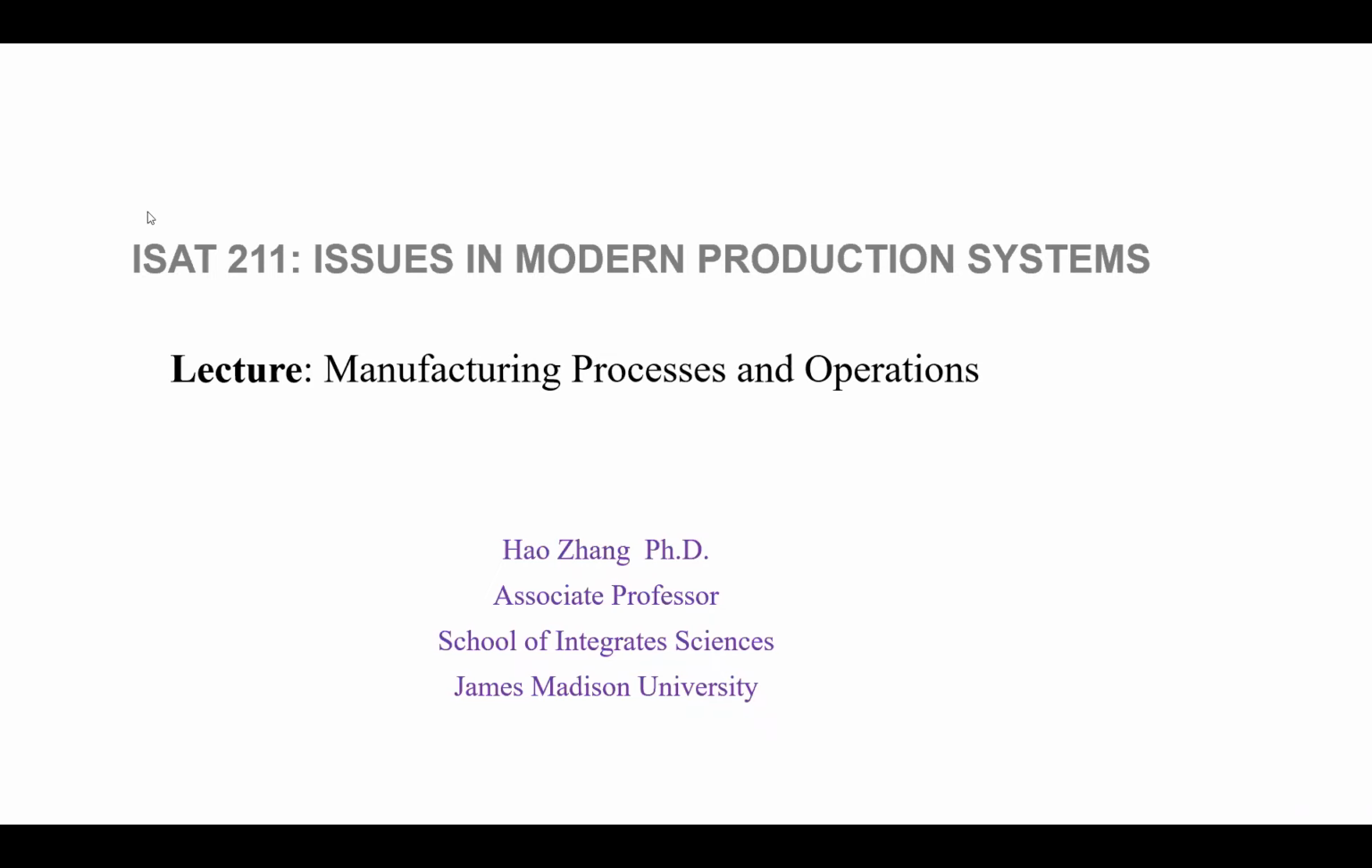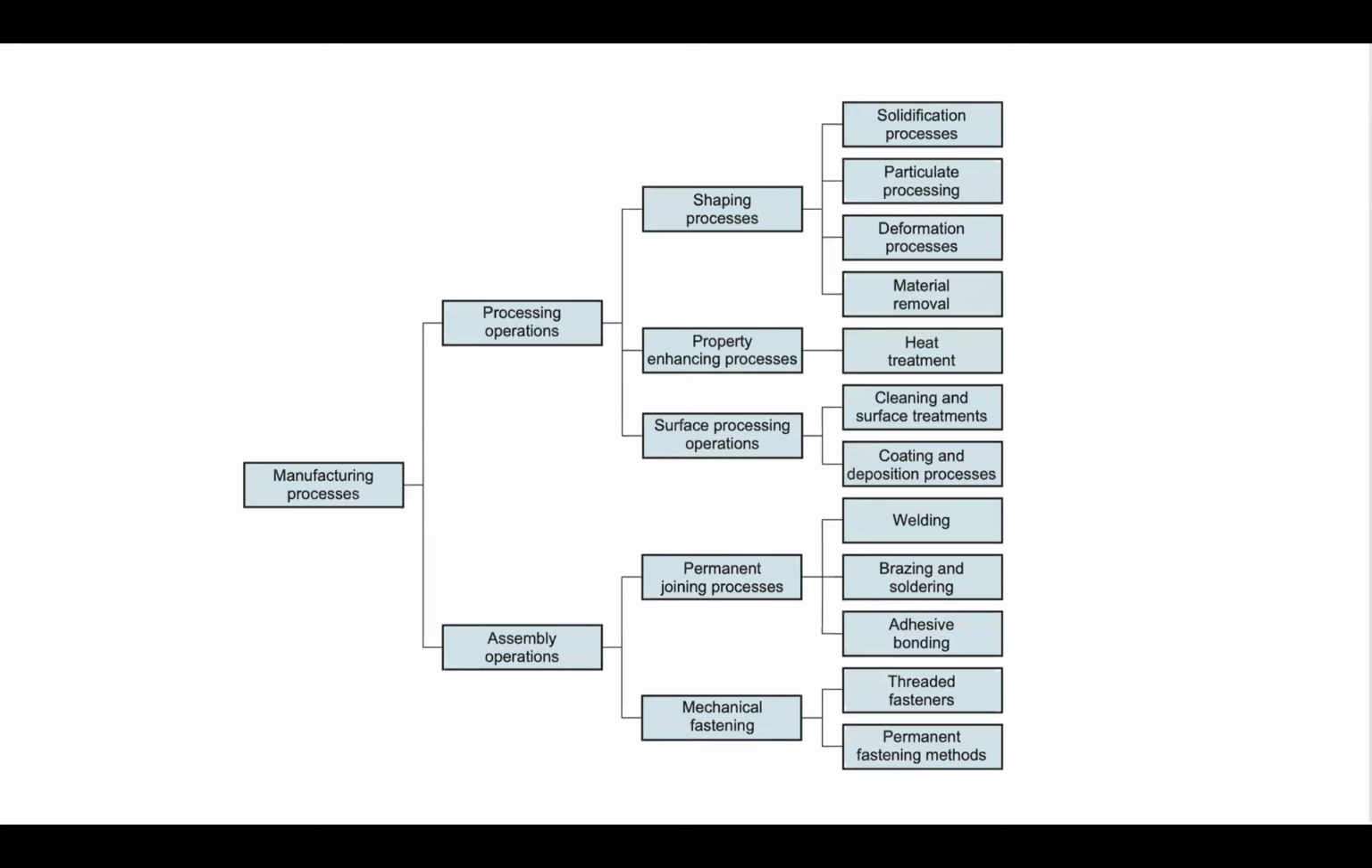Hello, this is the lecture on manufacturing processes and operations. Well, first, let's look at this overview of manufacturing processes. Depending on what type of work we are doing, it can be categorized into different aspects. So, for one thing, there are shaping processes.